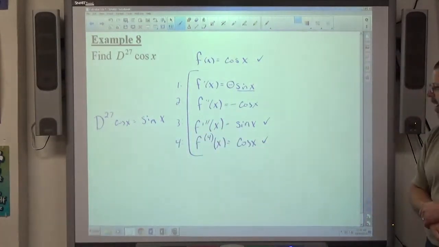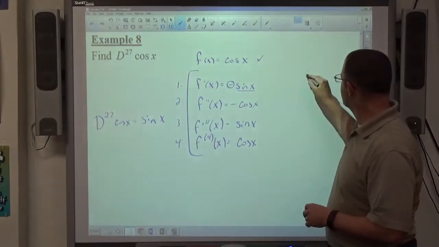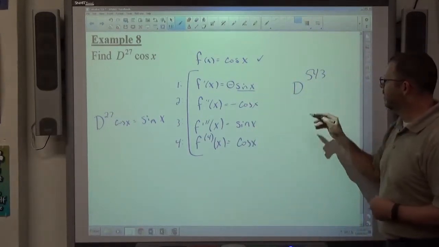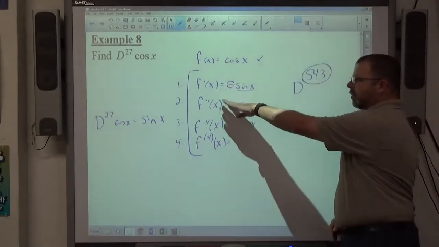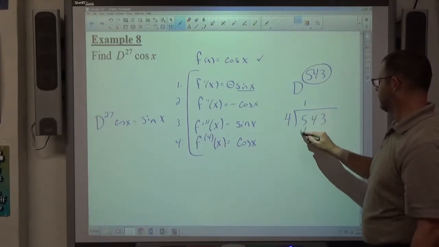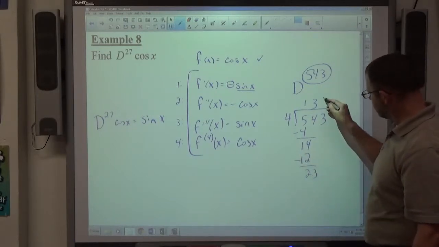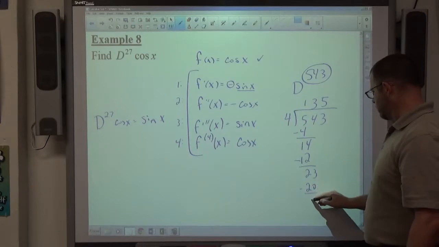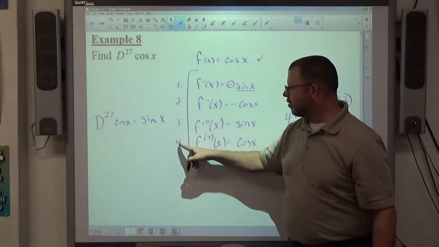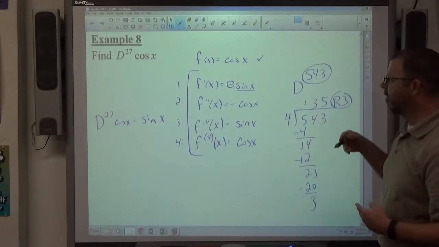They're not all going to be 4-step patterns. Suppose they ask for the 543rd derivative. You don't want to count all the way up to 543. So the way you would do that, if it's a really big number like this, is take however many things are in your pattern, in this case 4, and divide that into the number. Remainder 3, remainder 1, remainder 2, remainder 3, remainder 0. So remainder 3 would be sine of x, so this would also be sine of x. So you don't have to count all the way up to 543.